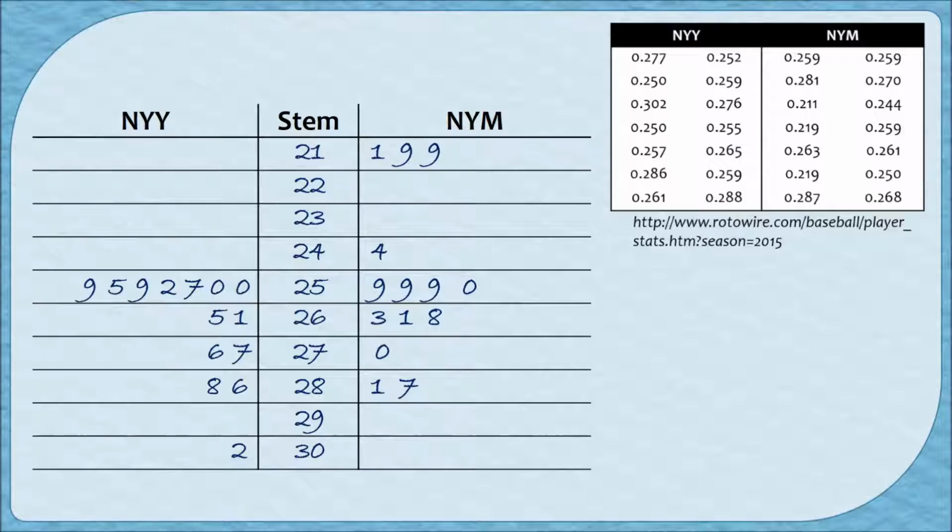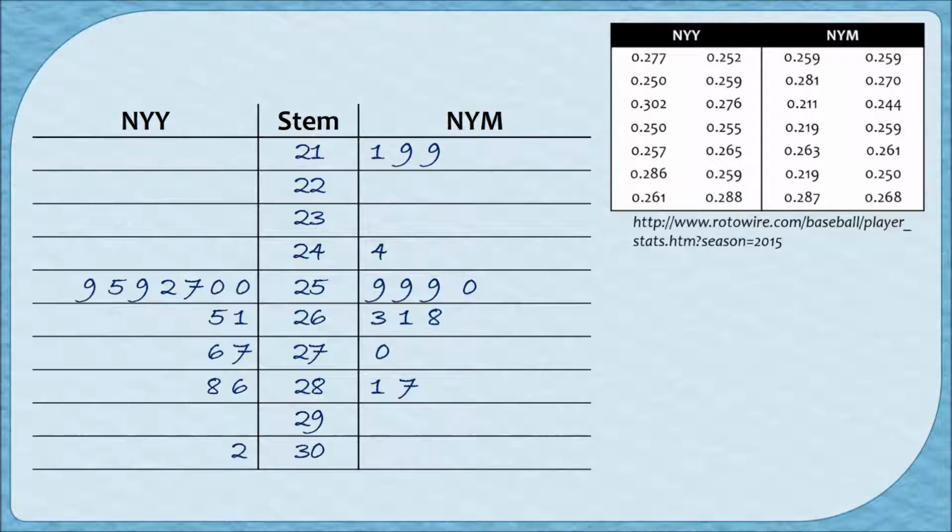For example, we can see that the New York Yankees tend to hit, on average, a better batting average than the New York Mets. In particular, the New York Mets had 3 players who batted a .21 something, either a .211 or a .219. Meanwhile, the New York Yankees also had the highest value of a .302. We can also see that the New York Mets batting averages are a little bit more spread out than the New York Yankees, just by looking at the back-to-back stem and leaf plot.